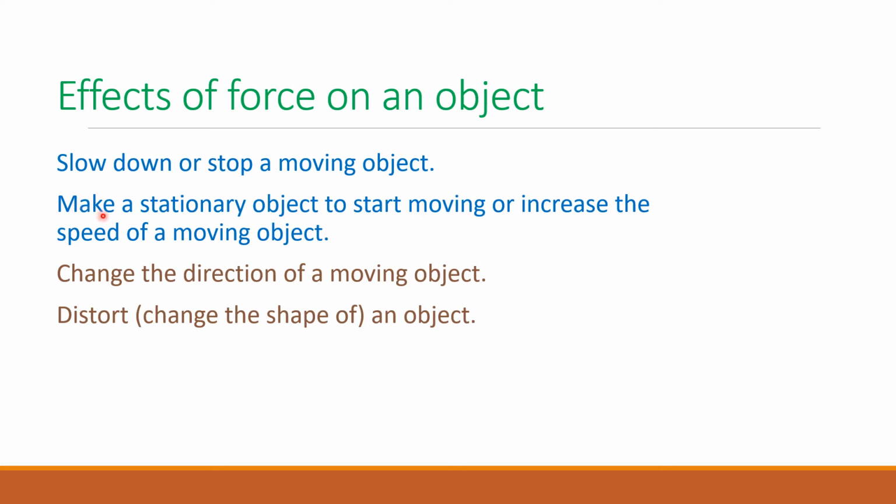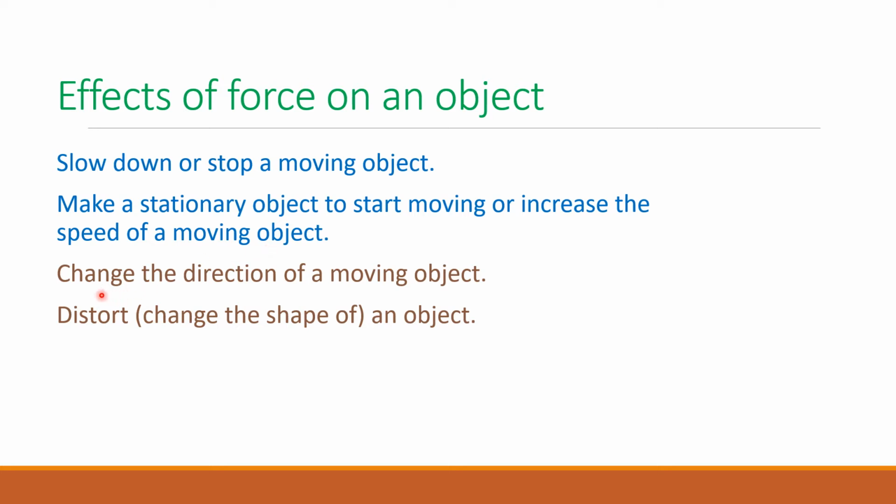Next, a force may make a stationary object start moving or increase the speed of a moving object. A stationary object is an object that is at rest, an object that is not moving, and it may start moving when we push it using a non-zero force, as we have mentioned earlier. Also, if the object was moving using a small force, we may increase its speed, and increasing the speed is what we call increasing the velocity, and that is accelerating, and the object will be able to move faster than it was in the initial state.